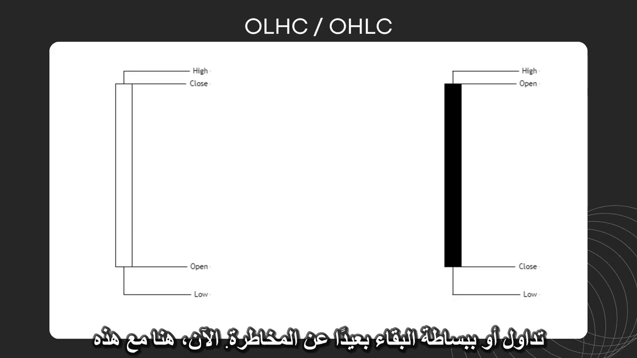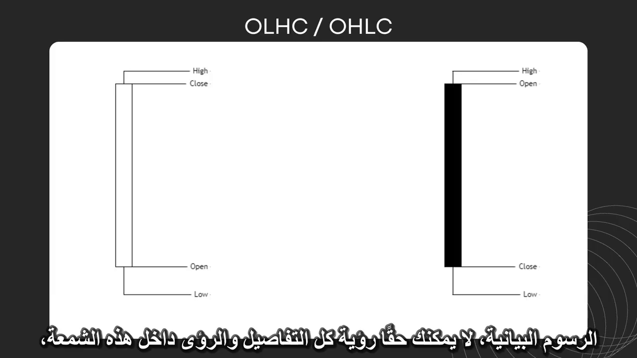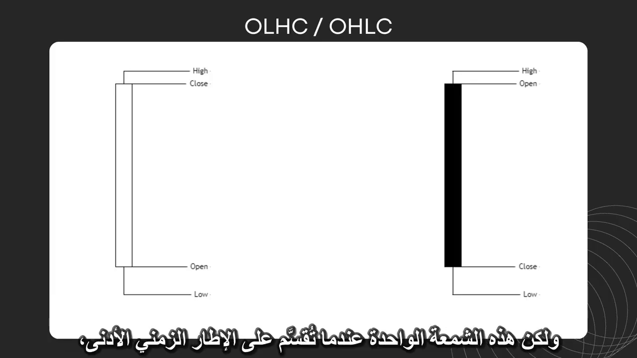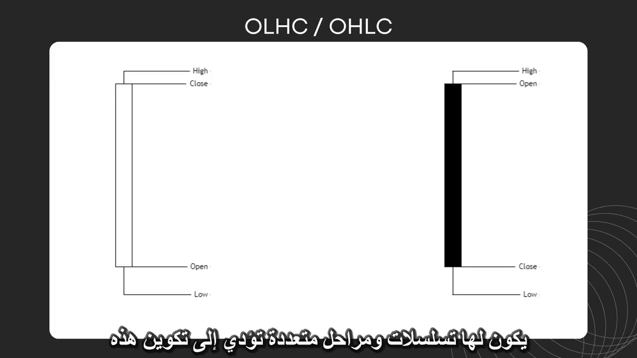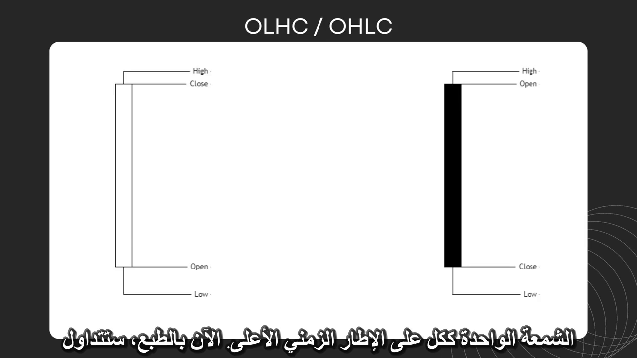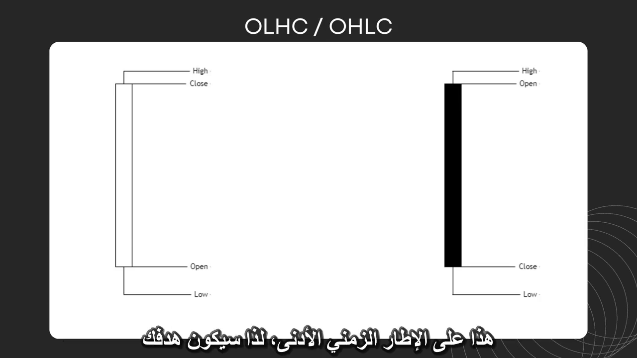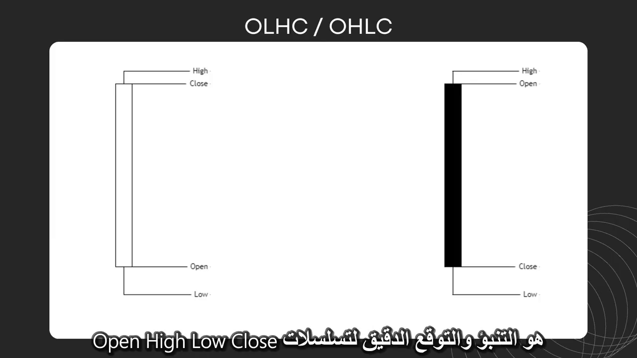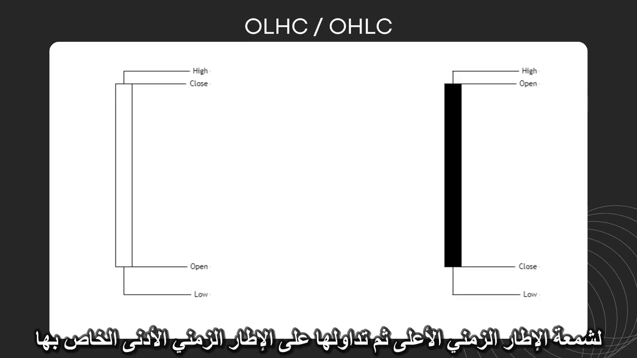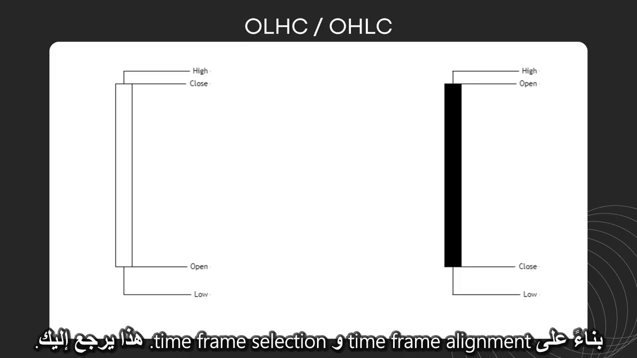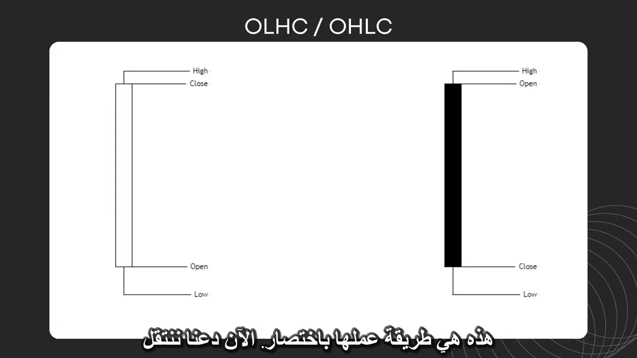Now, right here, just with these graphics, you can't really see the whole details and insight into this candle, right? But a single candle, when divided on the lower time frame, has multiple sequences and phases, which leads to the formation of this single candle as a whole on the higher time frame. Now, of course, you're going to be trading this on the lower time frame, so your objective would be to accurately predict and anticipate the open, high, low, close sequences of a higher time frame candle and then trade it on its respective lower time frame based on time frame alignment and time frame selection, right? That's up to you. This is how they work in a nutshell.